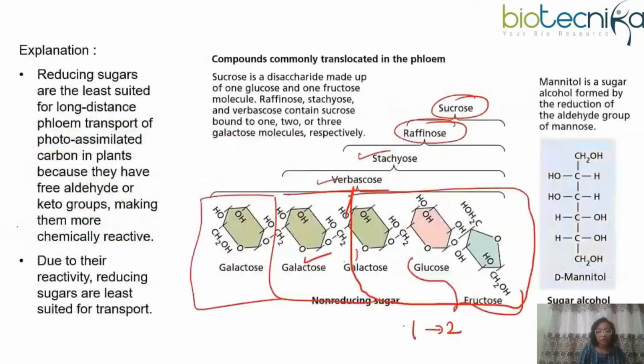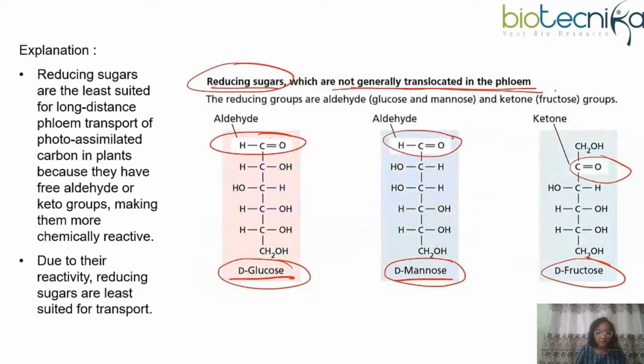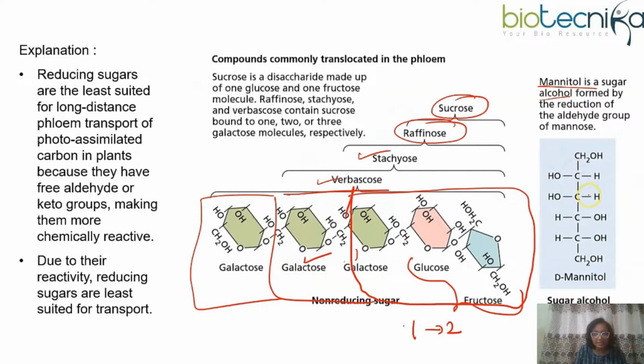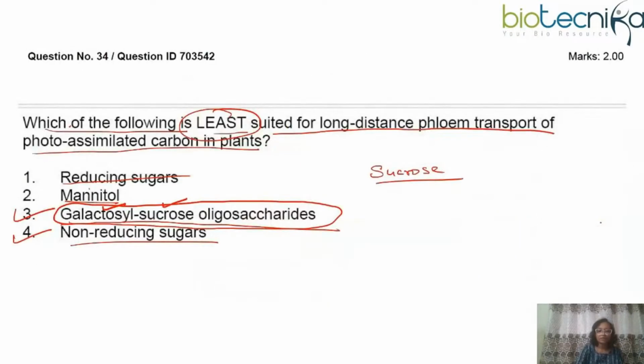Non-reducing sugars can be transported, and also mannitol. What is mannitol? Mannitol is a sugar alcohol made from mannose. Look at the structure of mannose. Mannose has a free aldehyde group. In mannitol, the aldehyde is reduced to an alcohol group. Because the free aldehyde is no longer there, it's okay for mannitol to be translocated, and this form is also one of the options here. Mannitol is translocated through the phloem.